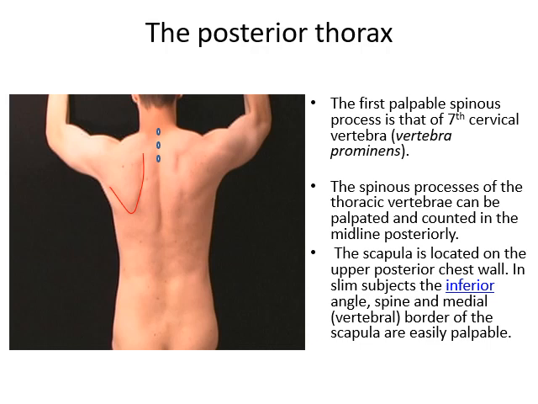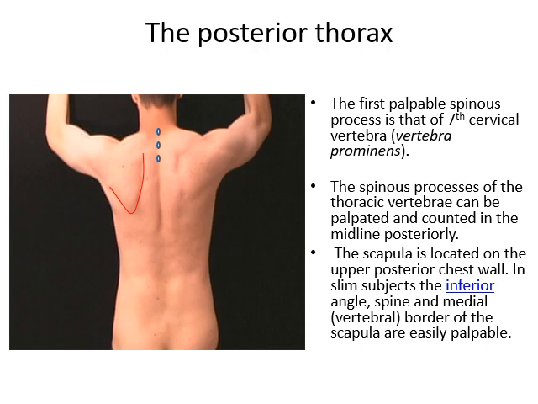Okay, so this is a picture of the posterior thorax. If you go to the midline at the root of the neck, the first palpable spinous process is actually that of the 7th cervical vertebra. Okay, the 7th cervical vertebra, and we call it the vertebra prominens. So that is what you can feel here, and then we go downward slowly. You can feel all the other spinous processes of the thoracic vertebrae downwards, right? In a thin subject, this will be quite easy to do.